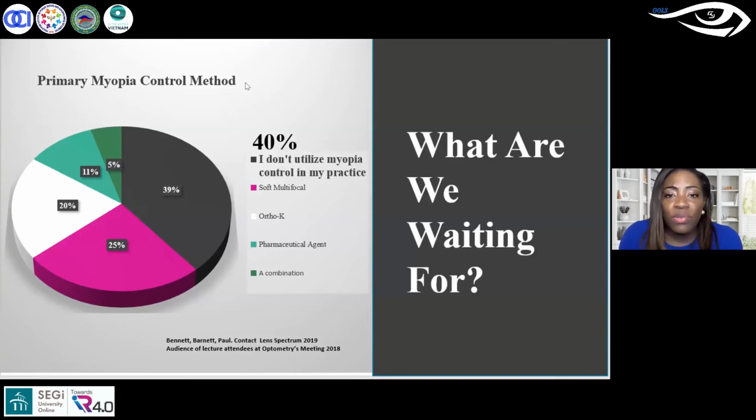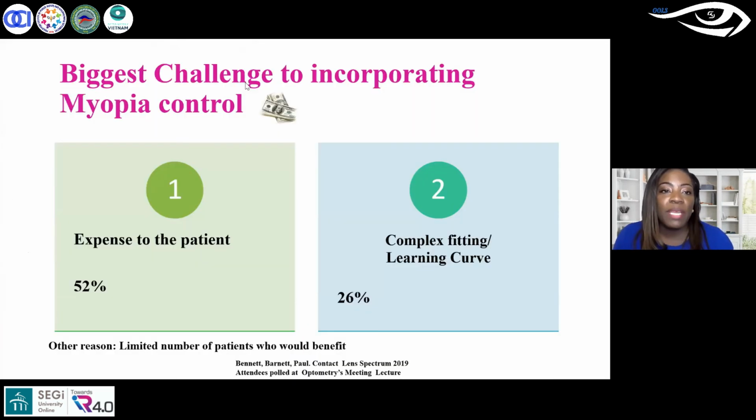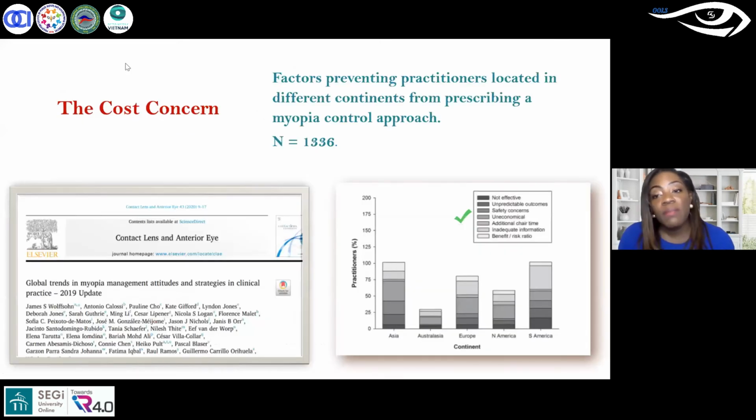In the States, we could do a better job as far as utilization of myopia control. I even looked at the updated stats from Contact Lens Spectrum: 40% aren't utilizing myopia control in practice. And the biggest challenge is the expense to the patient, and then the complex learning curve, of course, with ortho-K. Globally it is very similar. As you see here, again, uneconomical is what's holding eye care professionals back.